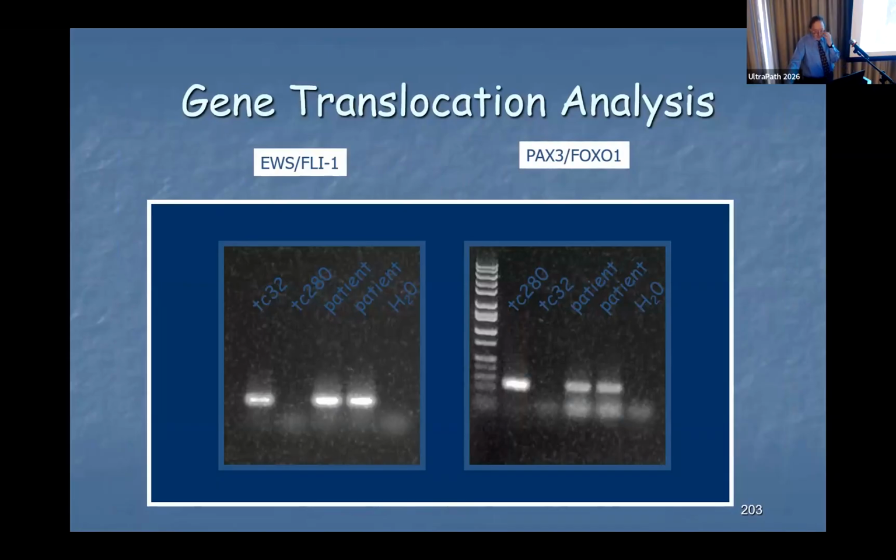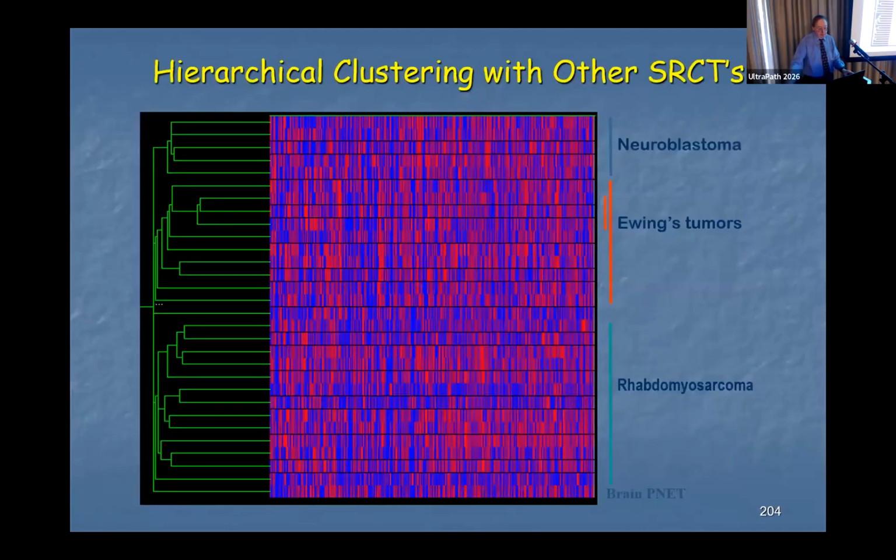And so translocation studies were done. This was done during the time we did PCR on these. And this particular tumor had an EWSR1 rearrangement, as well as a PAX3-FOXO1. So it had rearrangements associated with Ewing sarcoma and alveolar rhabdomyosarcoma. And when we did the hierarchical clustering of this, which we did several years ago, you can see where Ewing sarcoma fits. You can see rhabdomyosarcoma fits. So where does this tumor fit? Right there. It has its own category.